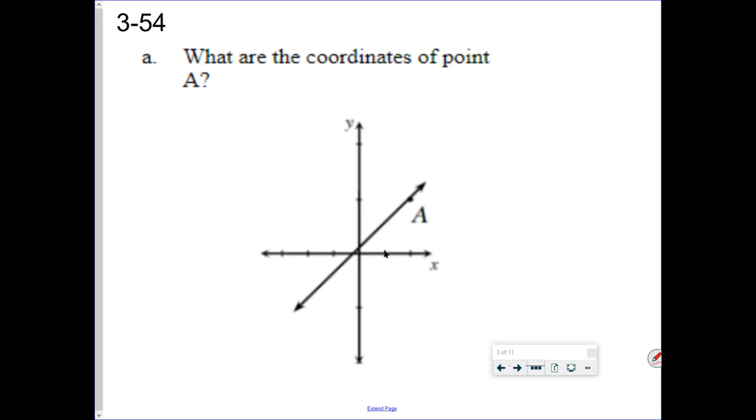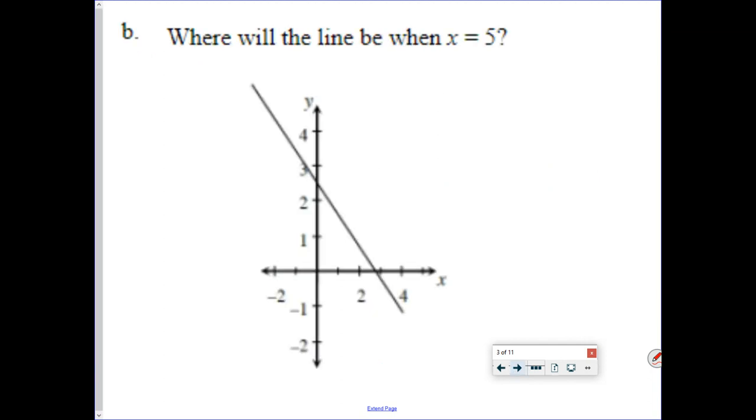Now, if you said, hey, this right here is 1, and this is 2, and this is -1, and -2, and -3, and then this is 1, or -1, and -2, and this is 1, and this is 2, then this would be (2, 1). But this also could have been 2, 4, or 3, 6, or whatever. This could have been 10, 20. And so since we don't have a scale, we have no way of knowing for sure. So we need a scale, okay?